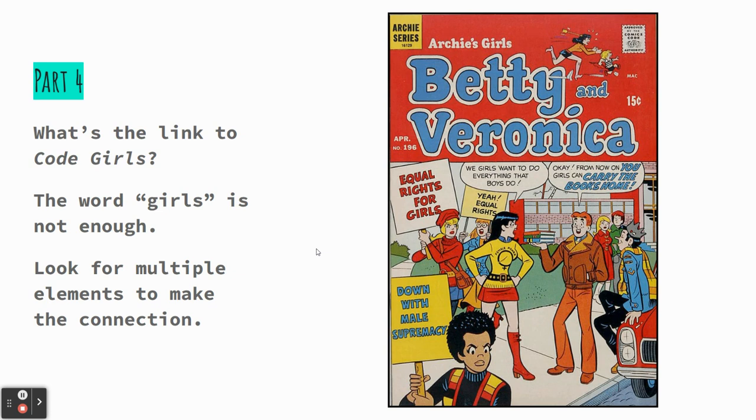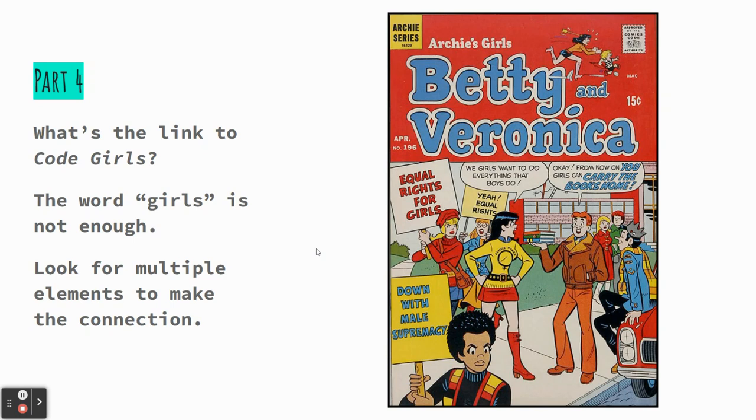I have this comic book cover on the top. The word girls is not enough. Even if the word girls is used to denigrate the Archie's girlfriends, Betty and Veronica, even if the word girls was probably used to denigrate the women who broke codes, you have to go a step further. Look for multiple elements. The women who broke codes had to fight for equal rights. They weren't given equal rights. They weren't treated equally to the men. They were treated rather dismissively at first. This cover ties that together.